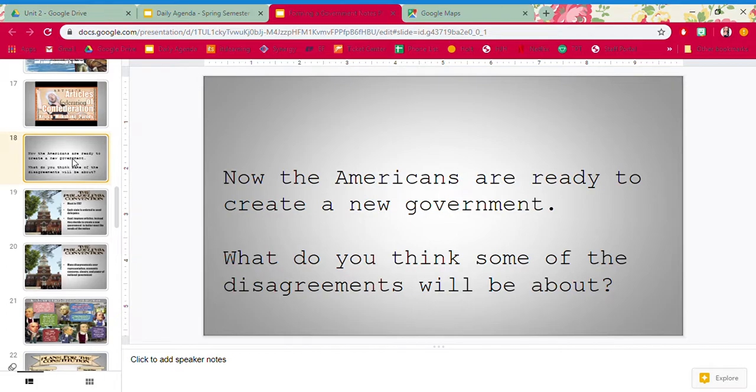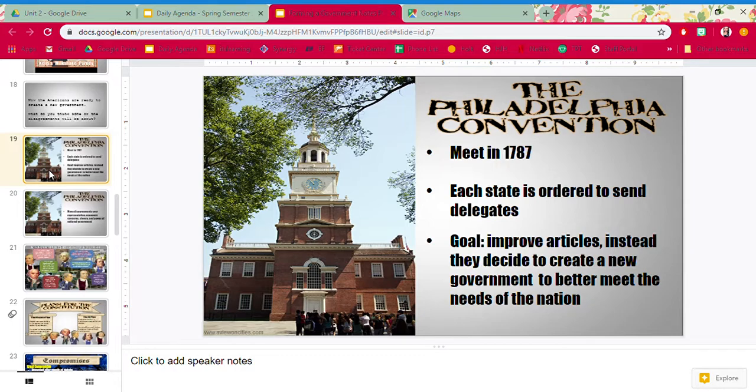Okay, so here's something to think about. Now the Americans are ready to create a new government, different from the Articles. What do you think some of the disagreements will be about in the government? Think about that for a second. Okay, hopefully you thought about that. There could be lots of things, right? Think about representation in the government, representation among the different states, based off of population. Could be with a standing army, that we need to have a standing army. These could all be things they talk about.